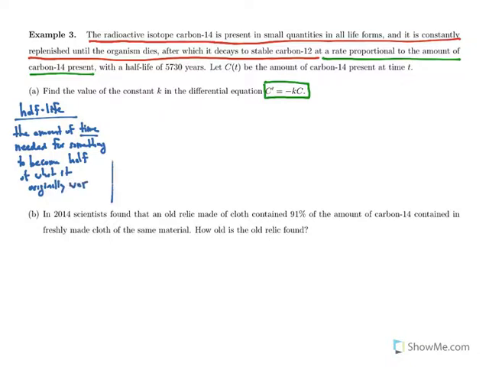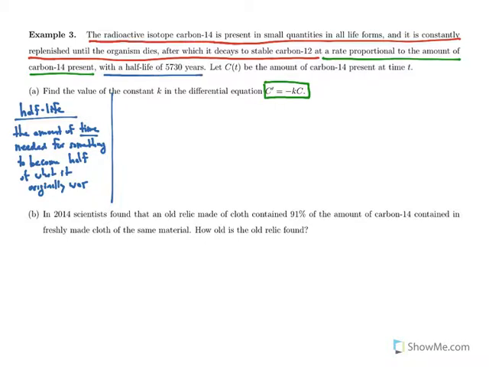That's half-life. The idea is if you have a half-life of 2 years of something, then after 2 years, it has half the value it originally did. After another 2 years, it halves its value again, and so on and so forth. In this case, it takes 5,730 years to have a half-life, to get half of what was originally there. So we're going to use that information to find k in this equation.